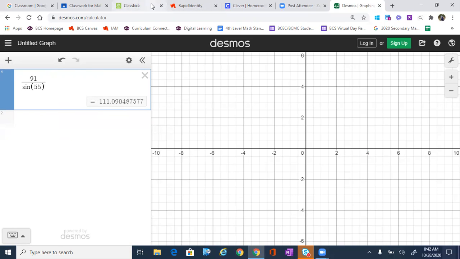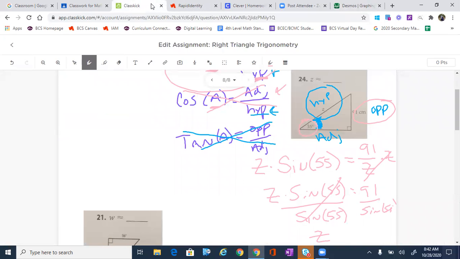So 91 divided by sine of 55 gives us 111.09. Let's just round this for ease to 111. So z equals 111. Oh, and I forgot, let's put our units on there. This is in centimeters, so let's put centimeters on there. Hope that helps you out with right triangle trig and solving sides of right triangles.